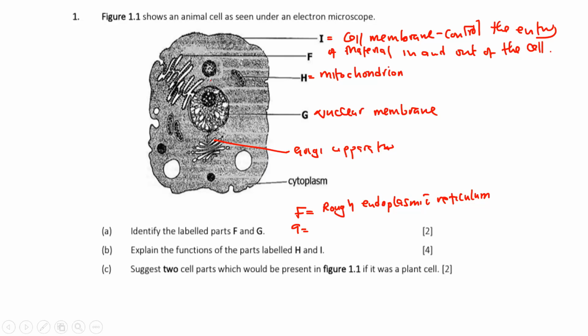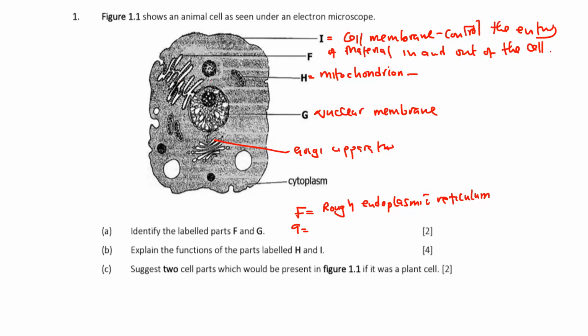Small materials are able to pass into the cell without difficulties and get out of the cell without difficulties. But large materials are unable to pass through into the cell. That is how it does it. The adaptation of this part is that it is selectively permeable. And that is not the function. The function is just to control the entry of material in and out of the cell. So very important.